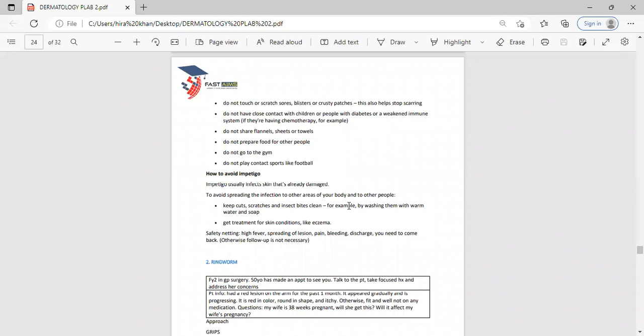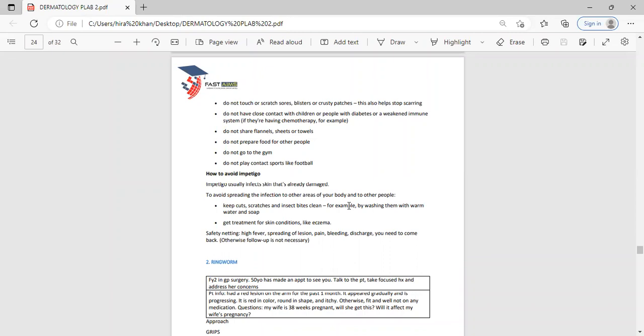Yes, this rash can reappear. To avoid spreading the infection to other areas or to other people, or to get it again, what you can do is keep cuts, scratches, or insect bites clean. For example, by washing them with warm water and soap, and get treatment for skin conditions like eczema. And then safety net.